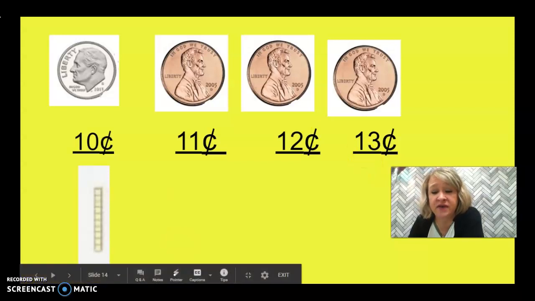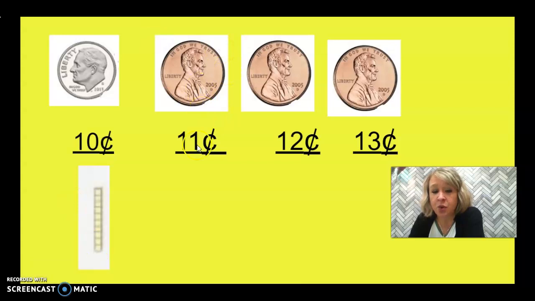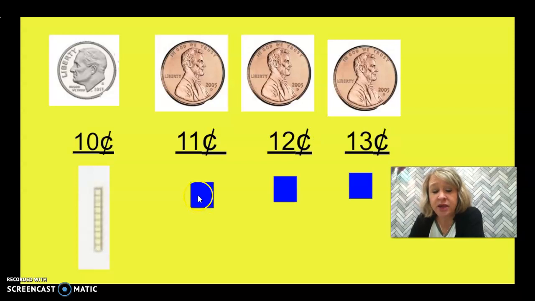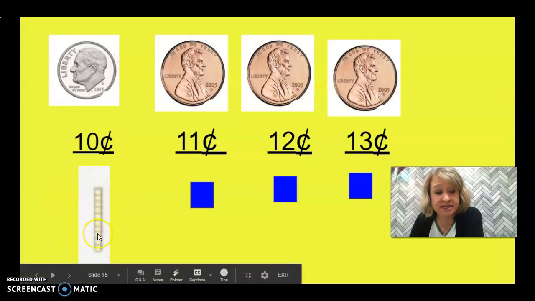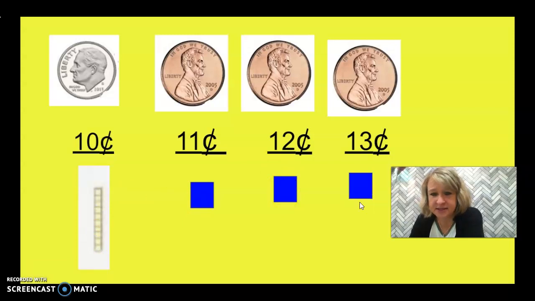We can also use our place value blocks to find the total amount. A dime is worth 10 cents. What else is worth 10? A long, that's right. A long is worth 10. A penny is worth 1 cent. What else is worth 1? A unit. So we can put a unit under each of these pennies because we count the units by ones and we count the pennies by ones. So now we can just count our place value blocks. We have 10, 11, 12, 13. So how much money do we have? 13 cents. Very good.